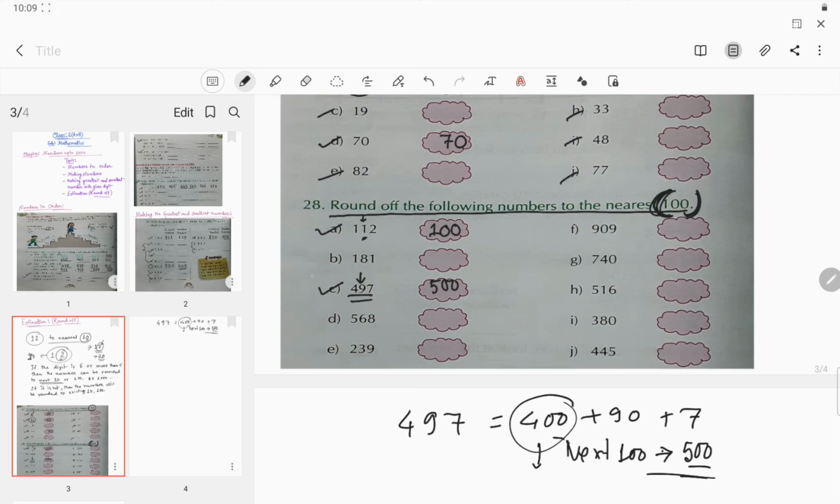So similarly, you have to check all the answers. You can go through this video, try to learn, and please do it by yourself. And I am now solving one more example. What will I do for 909? Here the digit in the tens place is 0, which is less than 5. So the existing 100 will be the answer. So existing 100 is 900.